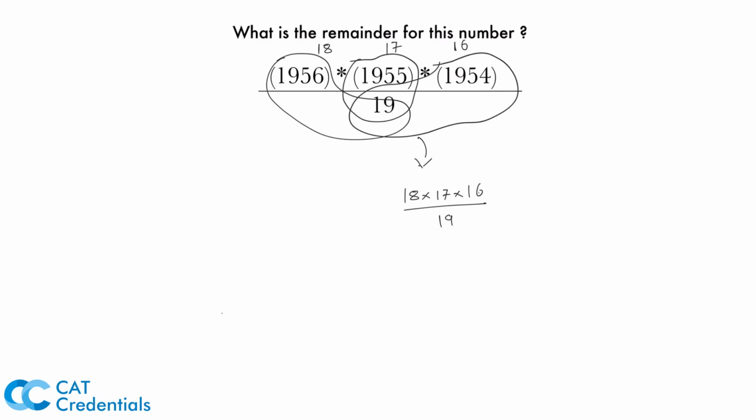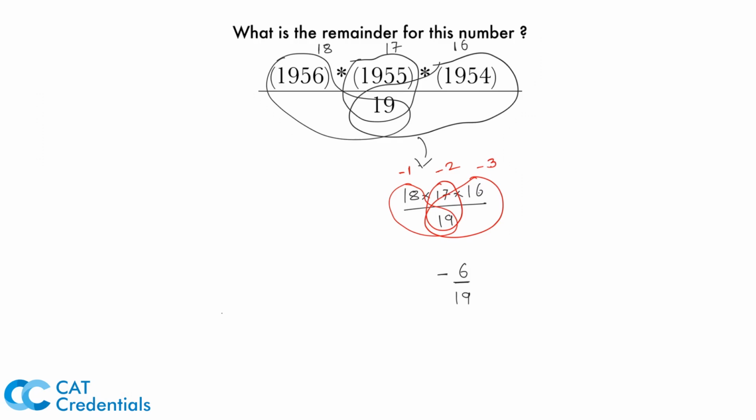use the concept of negative remainder so that I can solve it quickly. I don't want to multiply, I'm lazy here. 18 divided by 19, the negative remainder is minus 1. 17 divided by 19, the negative remainder is minus 2. 16 divided by 19, the negative remainder is minus 3. So eventually my problem has been reduced to minus 3 into minus 2 into minus 1.